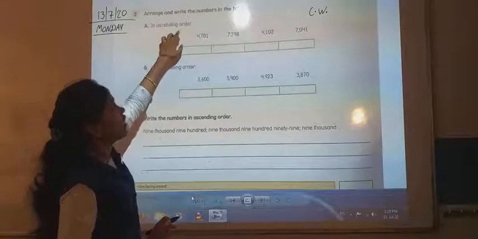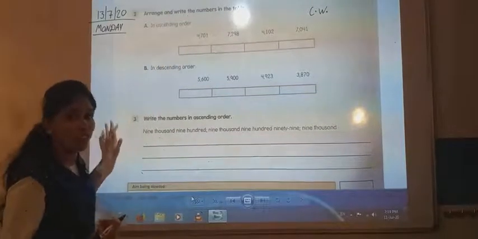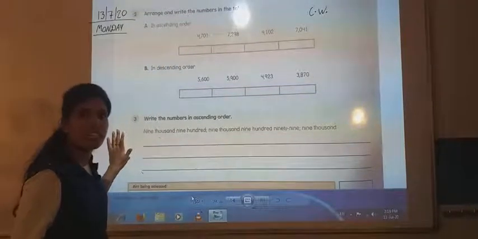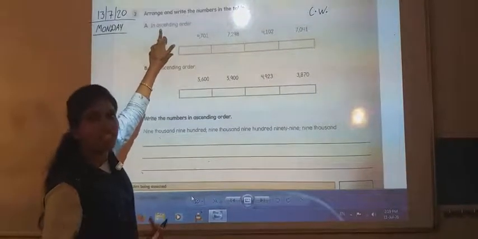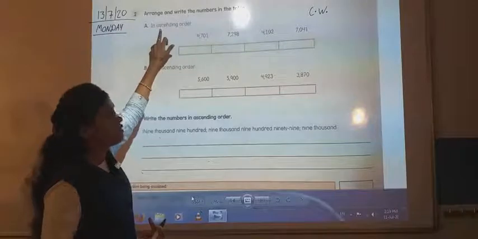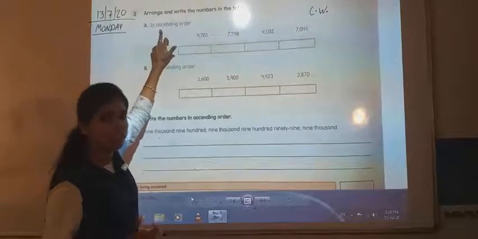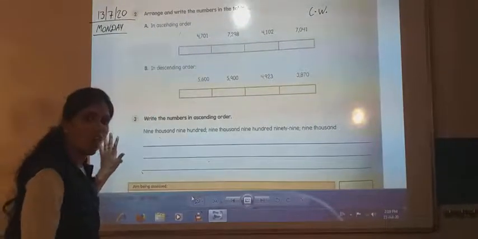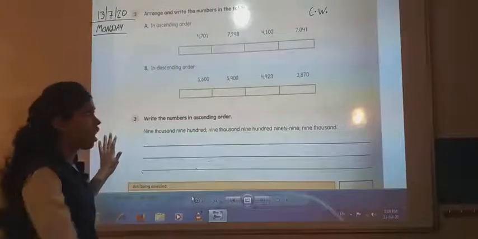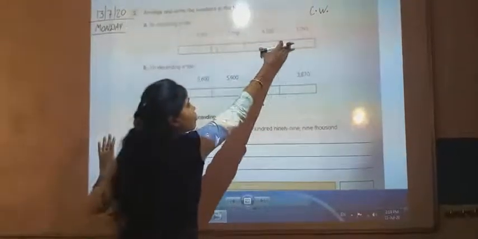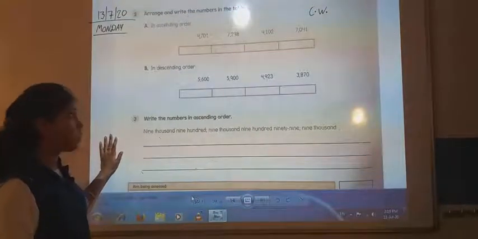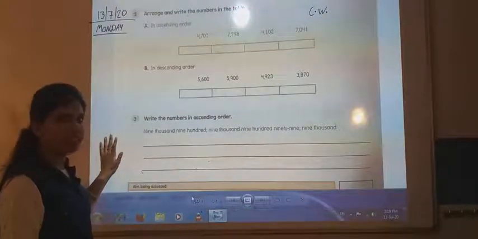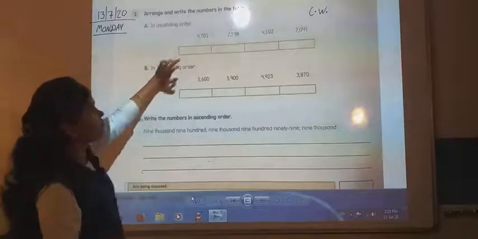I told you before also what is the meaning of ascending. Yes students, tell me what is the meaning of ascending. Yes students, right. We will start from the smallest number. Now we have to find which one is the smallest number among all the numbers. Okay, now start. Do with me.